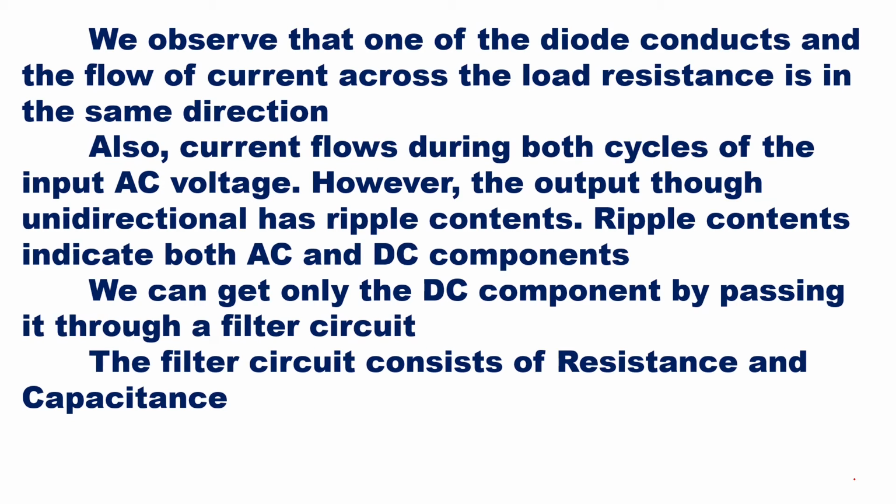We can get only the DC component by passing the output of the rectifier through a filter circuit. Therefore, we now come to the filter circuit, which will be used after the rectifier circuit, so that the rectifier output, which is an impure DC having an AC component in it, will be converted into a pure DC. That AC component will be removed from the output of the rectifier. So we are going to use a filter after the rectifier. The filter circuit consists of resistance and capacitance.